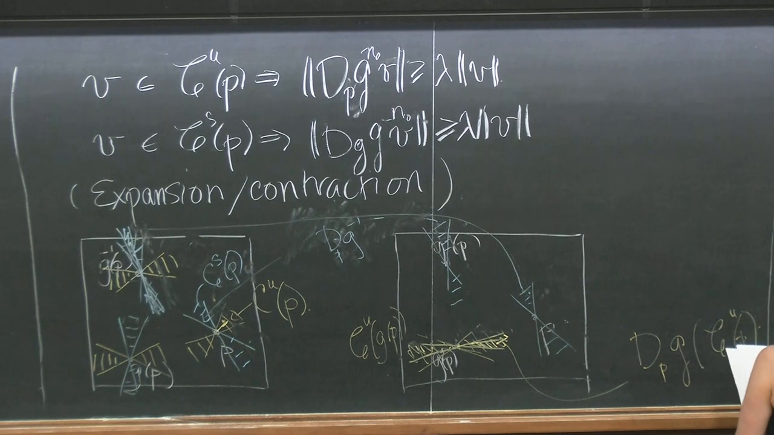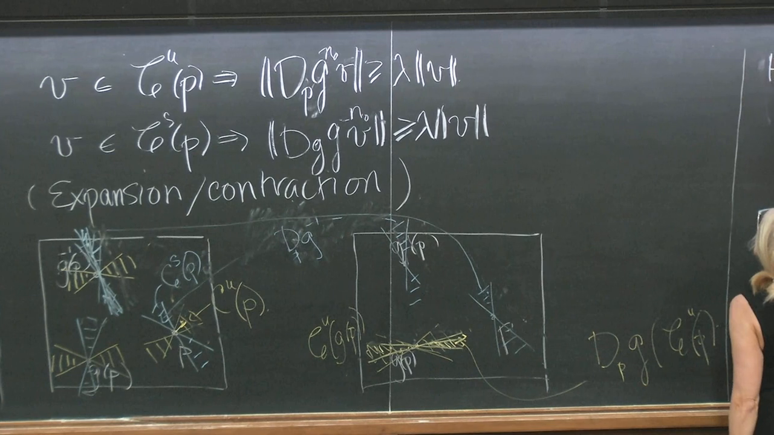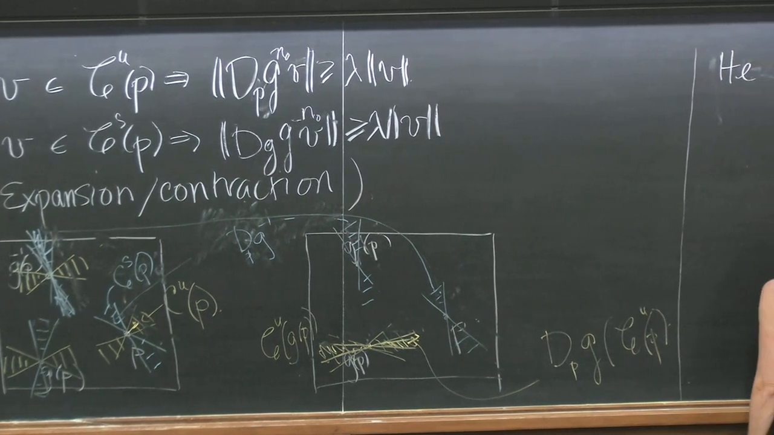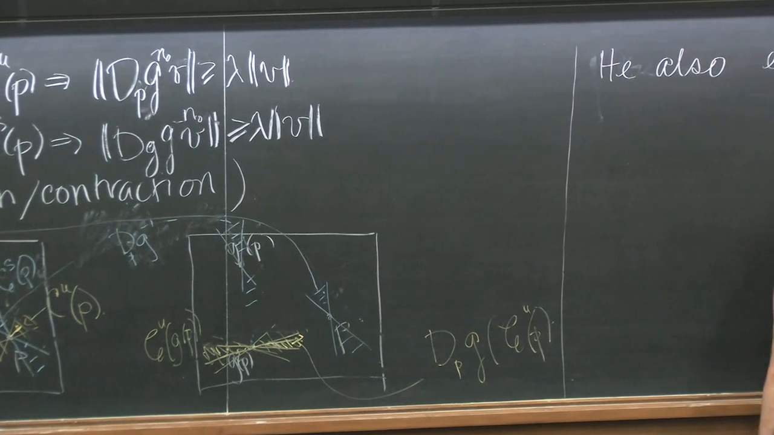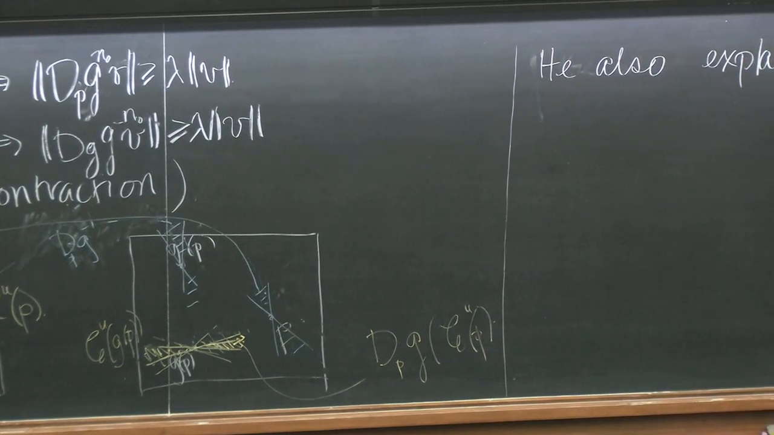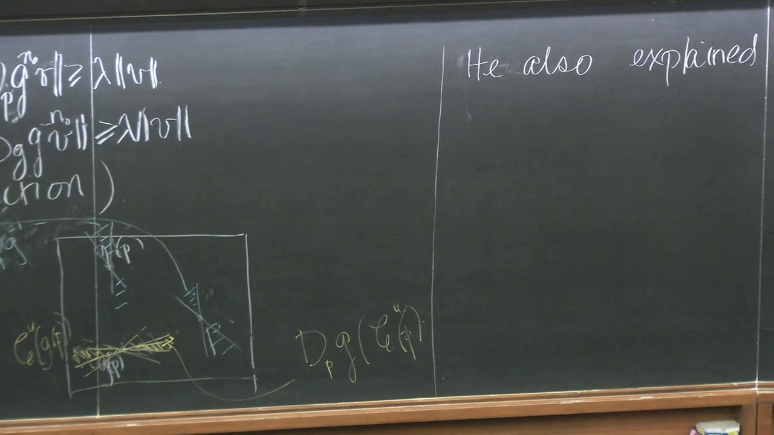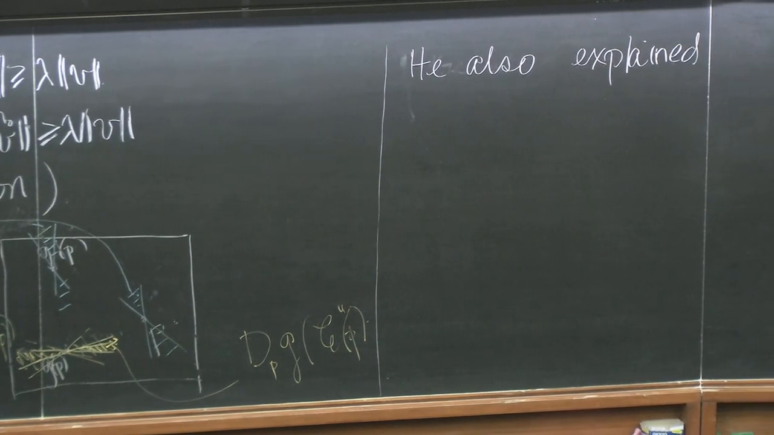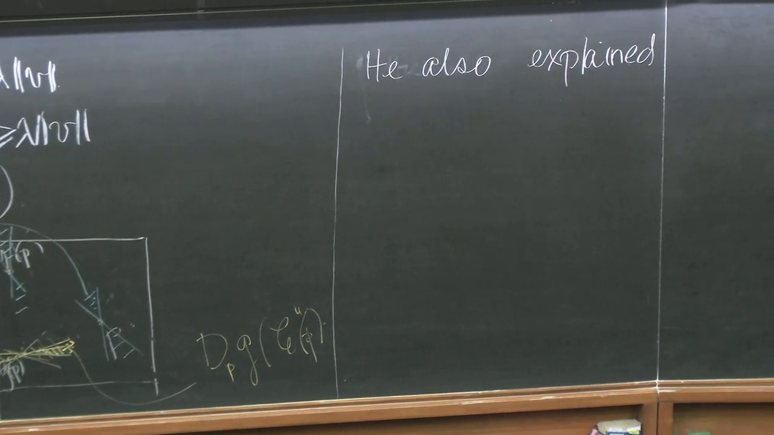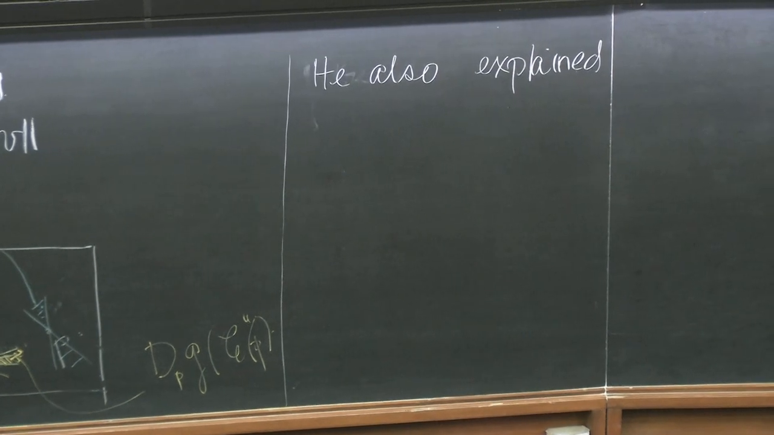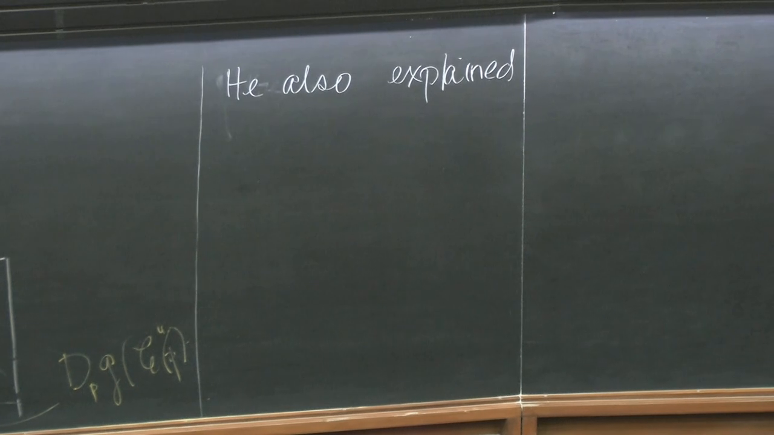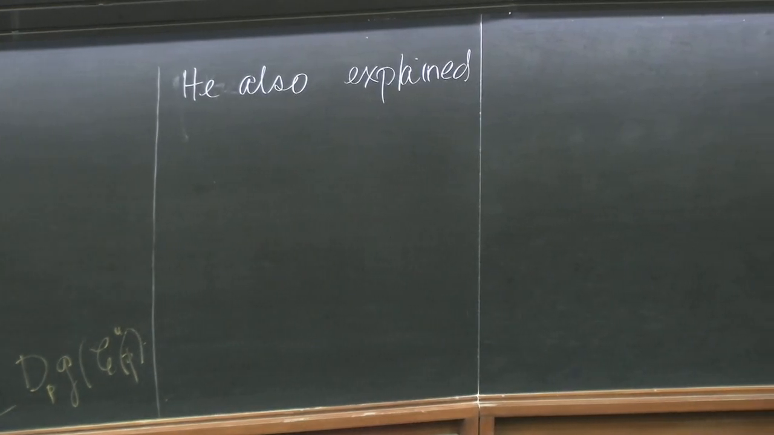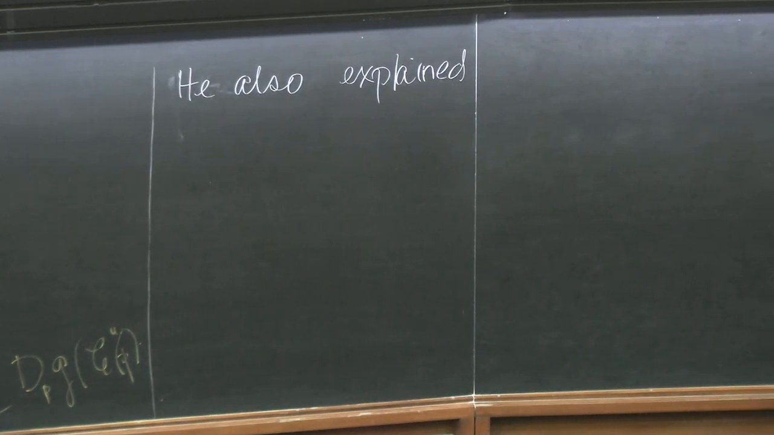And now, he also explained, and he did this in his proof of mixing for perturbations of the cat map. His proof, if you remember, he took two open sets and he wanted to show that if you iterated one long enough, it would stably cross the other.